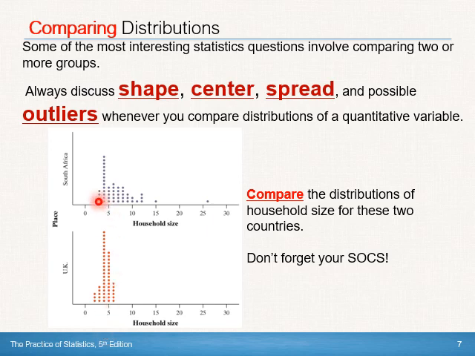And then the spread, we'll talk about the range. We'll take the max minus the min, that will be the range, and then we'll compare those. And then we'll talk about outliers as well. We'll say South Africa seems to have an outlier at 26, whereas the UK data doesn't seem to have any outliers. So we'll talk about the shape, center, and spread for both of these distributions at the same time.